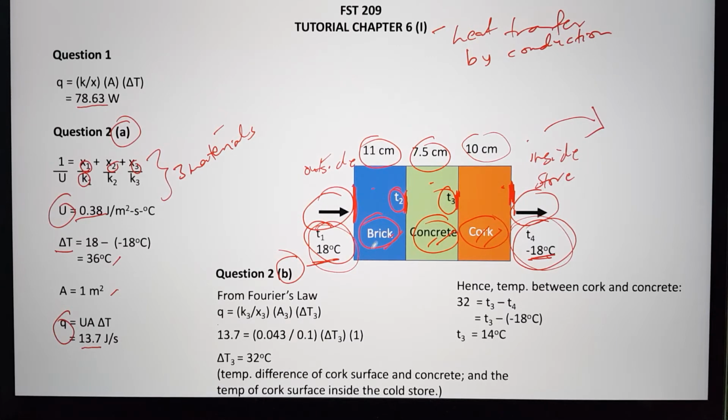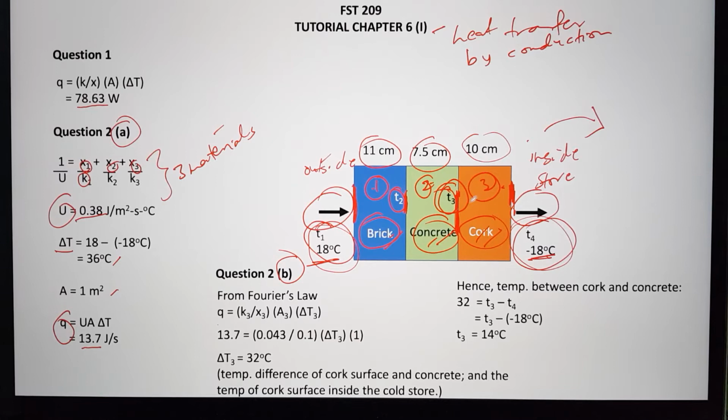Interfacial temperature between caulk and concrete. For question number 2B, you are going to determine the temperature T3, this particular surface temperature in between the concrete and the caulk. From Fourier's law, we have 3 materials. This one is material 1, this one is material number 2, this one is material number 3.